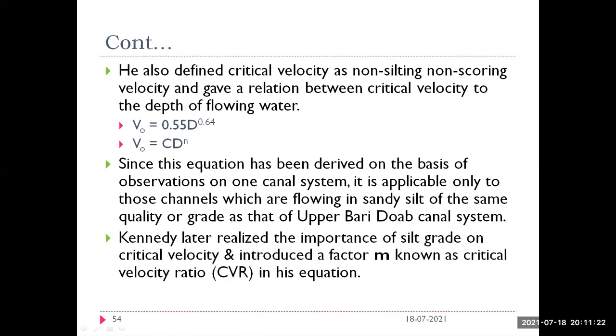Because of that, Kennedy later realized the importance of silt grade on the critical velocity, because silt grade is a very important factor which affects the velocity of the flowing water. So he realized the importance of the silt grade, and he introduced a factor known as m, which is a silt factor, called the critical velocity ratio, that is CVR, in his equation.